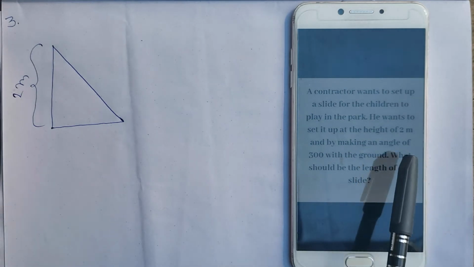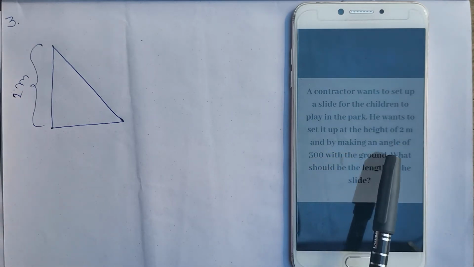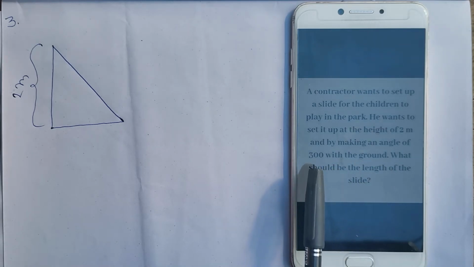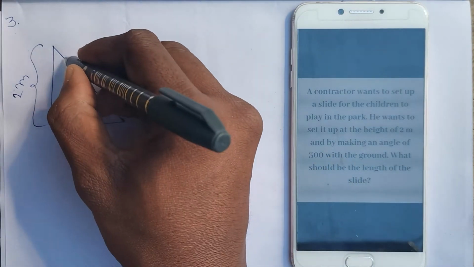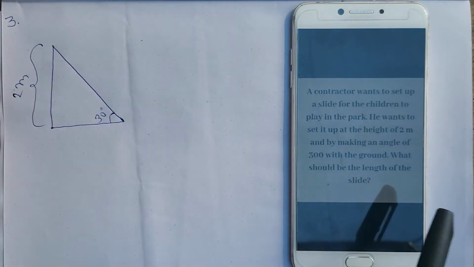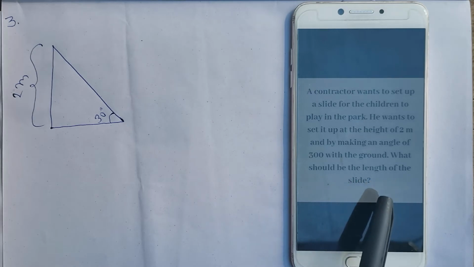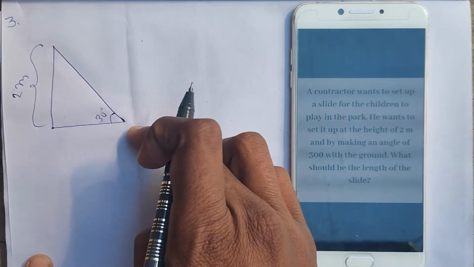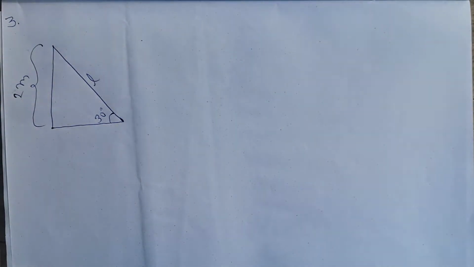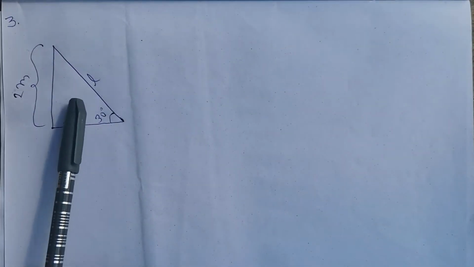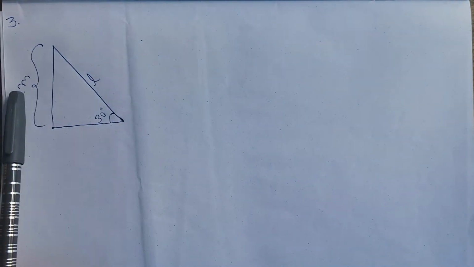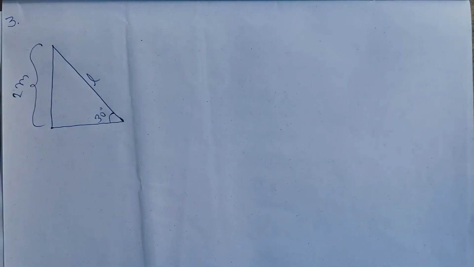Then, by making an angle of 30 degrees with the ground. This is not 300, actually a typing mistake, it is 30 degrees. So this slide is making 30 degrees with the ground. Then what should be the length of the slide? Now this is the slide, so this length he is asking. So now if we observe, here we have angle, this is opposite, and this is hypotenuse. Angle, opposite, hypotenuse.